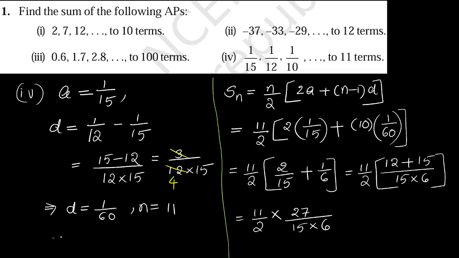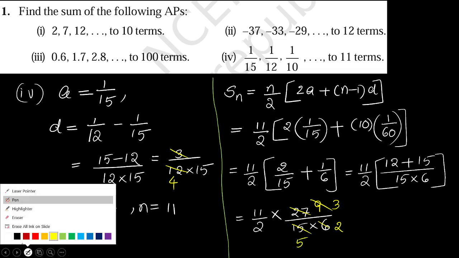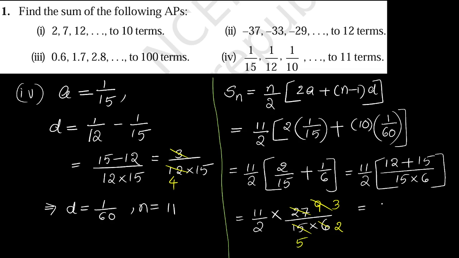After that you may do the cancellation. If anything cancels, you do it. 27 and 6, dividing by 3. Understood? Divide numerator and denominator by 3, 9 by 2. Correct? Then after that, 9 and 15 are there. Dividing by 3. So you will get 33 divided by 20. Is it correct? Yes. 33 by 20 is the final answer.